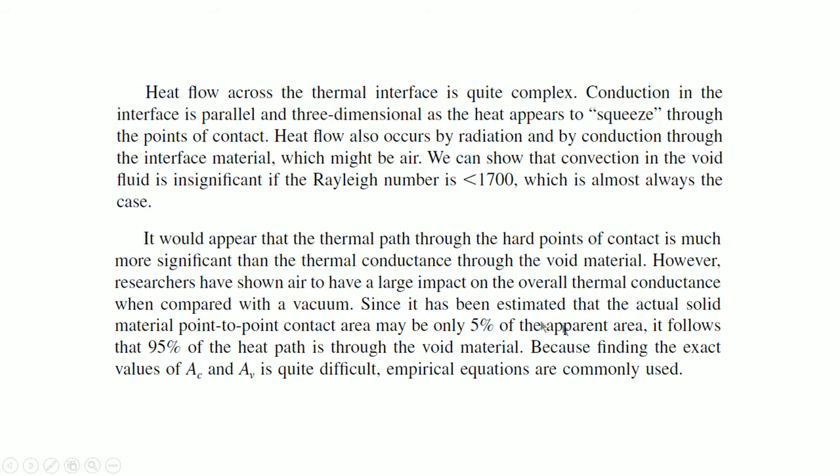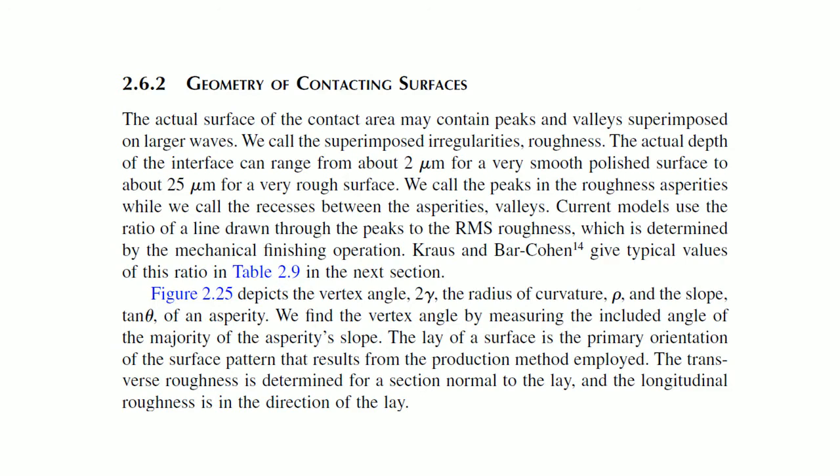So, it has been estimated that the actual solid material point-to-point contact area may be 5% of the apparent area, and 90% of the heat path is through the void material. Finding the exact values is quite difficult, so empirical equations are quite common.